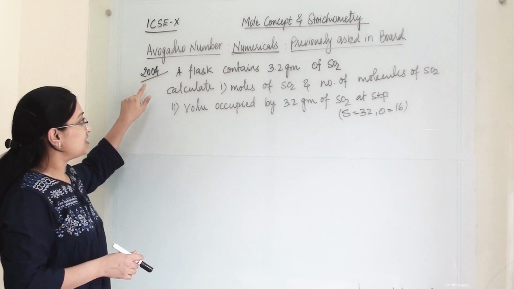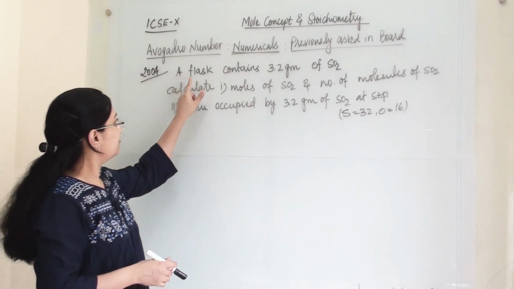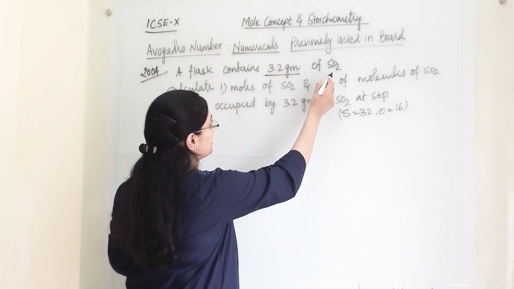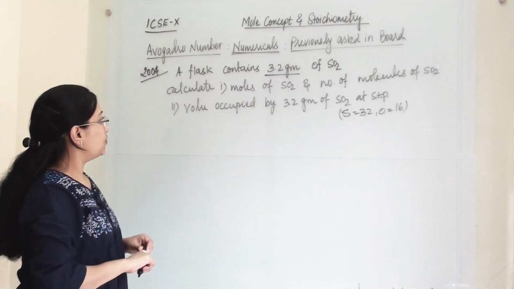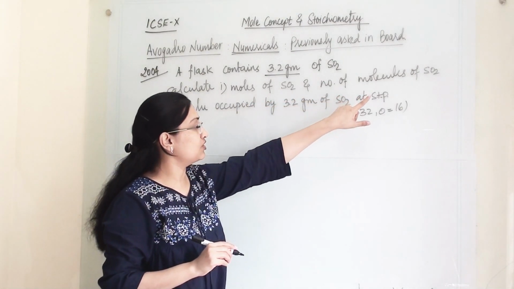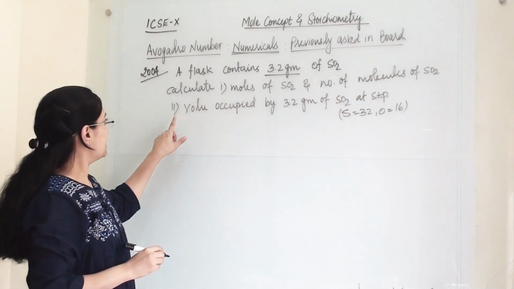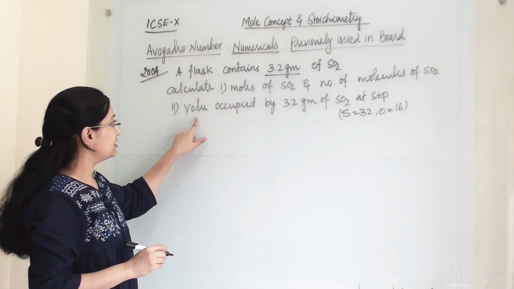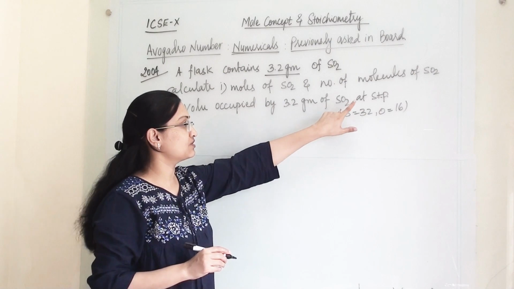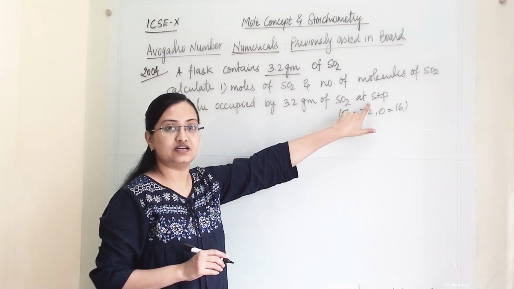This numerical was asked in the year 2004. A flask contains 3.2 gram of sulfur dioxide. Calculate 1. The moles of sulfur dioxide and the number of molecules of sulfur dioxide. Second, we have to calculate the volume occupied by 3.2 gram of sulfur dioxide at STP, standard temperature and pressure.